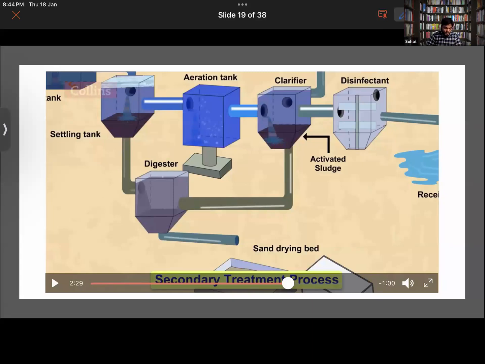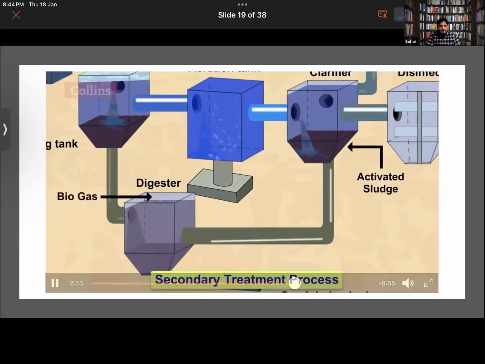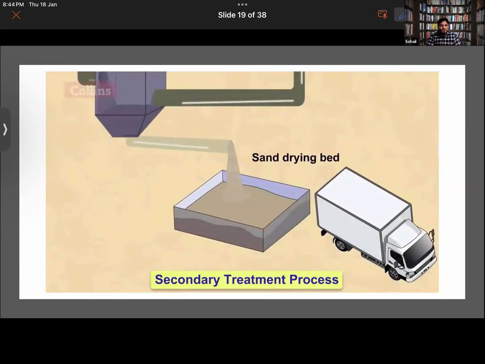Caused by anaerobic bacteria, biogas is produced in this process, which can be used as fuel or can be used to produce electricity. The activated sludge is then left in the sand drying beds.